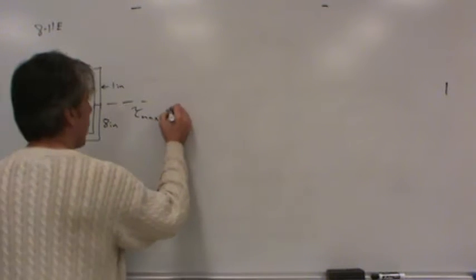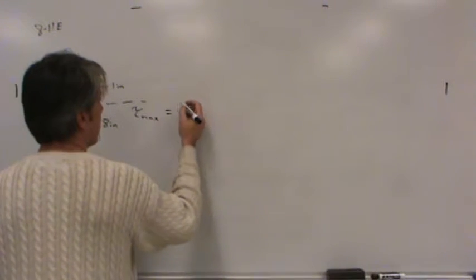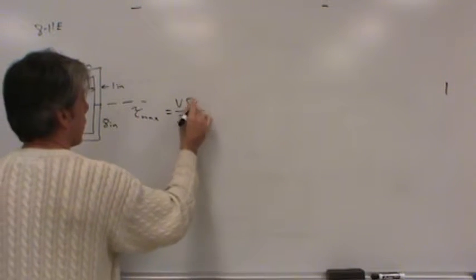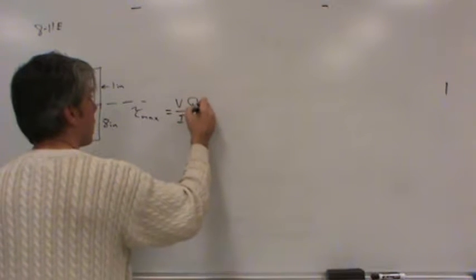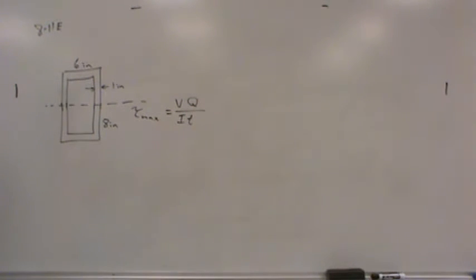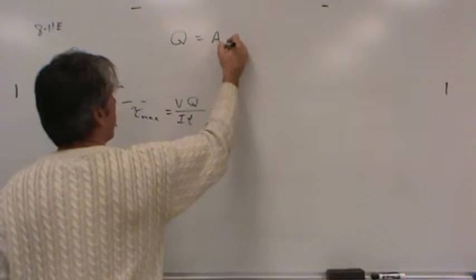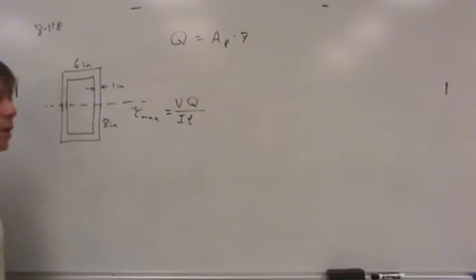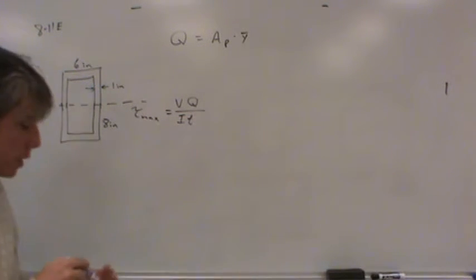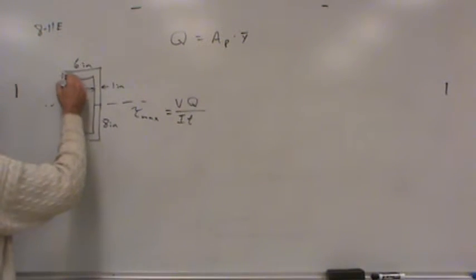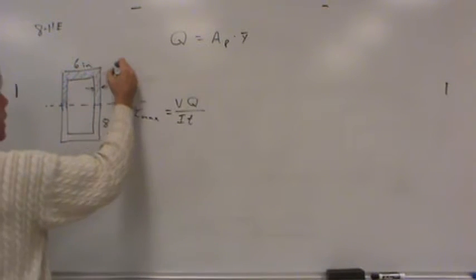So the general equation is, let's see, I'm trying to memorize it as well, so let's see if I can do this. VQ over It, and this would be Q. So if we're going to calculate the maximum stress, then we better get Q. And Q, we need the particular area times the distance to the centroid of that area, right? This is going to be a little bit involved because the area we're interested in is that area. That is A_p.